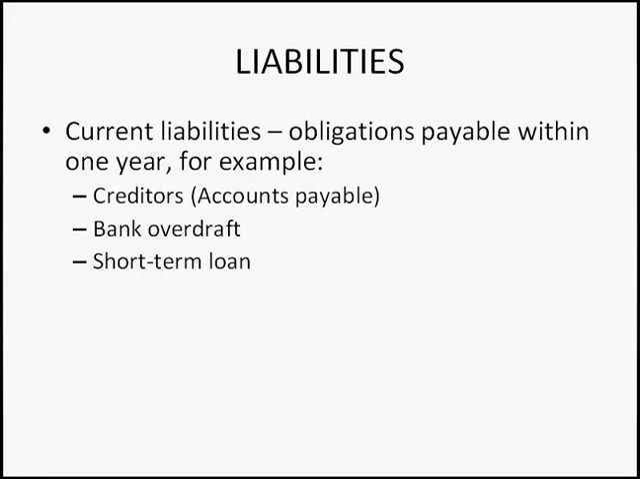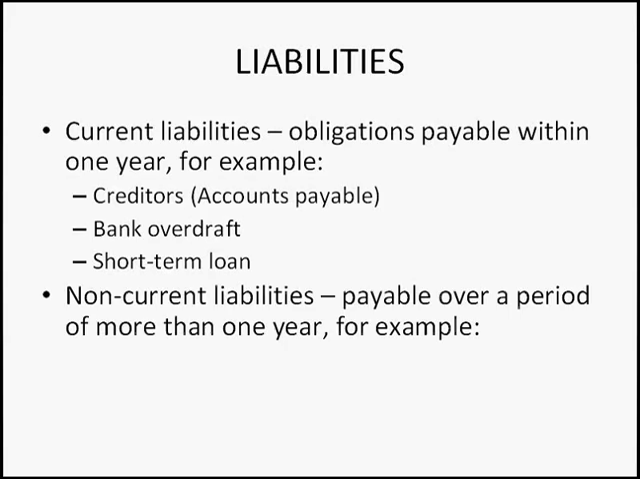The other type of liability, therefore, is non-current liability. Just like we had non-current assets, we also have non-current liabilities. These are payable over a period of more than 1 year. So these are your longer-term debts. In your own household, that would probably be your house and your car.